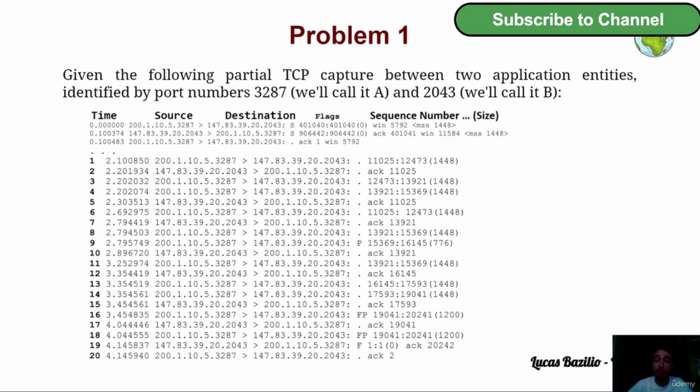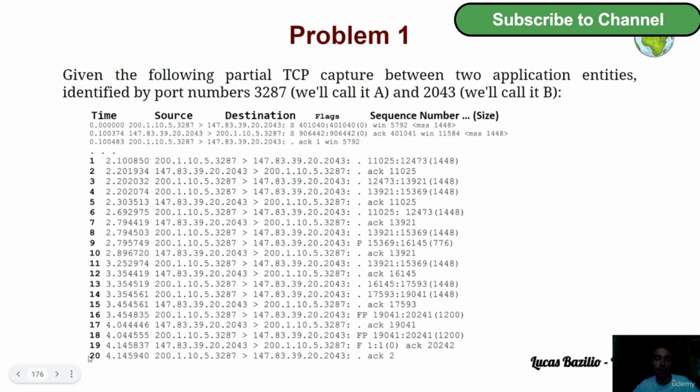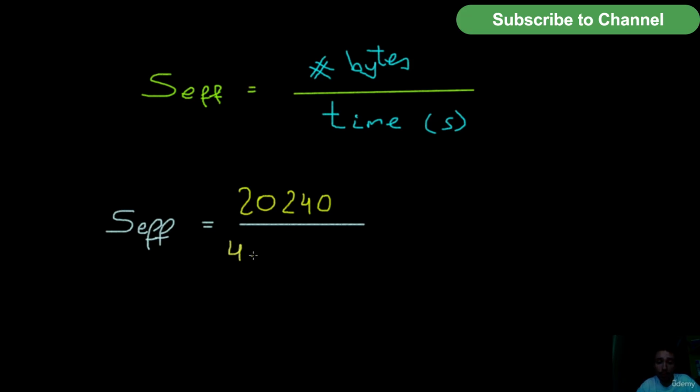Very well, we already have now the numerator, which is 20,240. This is the amount of bytes. And now what about the time? Well, we only need to look at the last one, and this is around 4.15. If we round this value, here we need to count all of the segments. So the last one that we see here until the TCP connection finishes, it is this one. So it is 4.15. So here the time is 4.15 seconds.